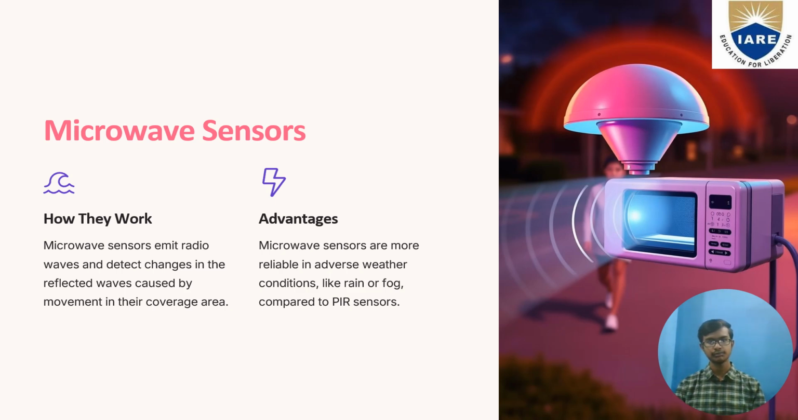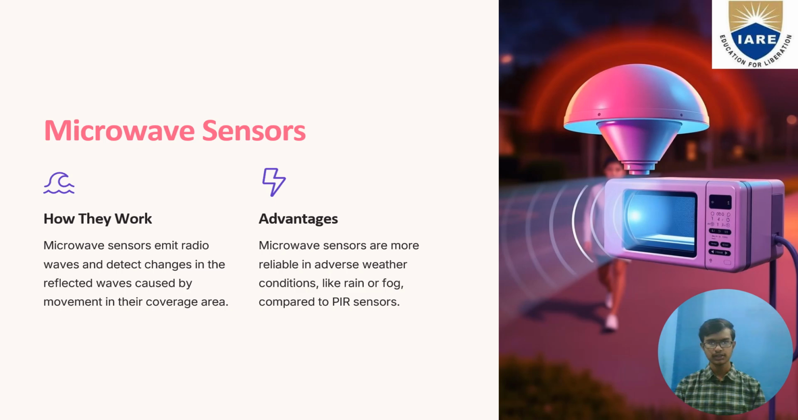As we have discussed before, these kinds of sensors or detectors generally emit radio waves, and they detect changes in the reflected waves, which are typically caused by any kind of movement in their coverage area or view. These sensors have an advantage.